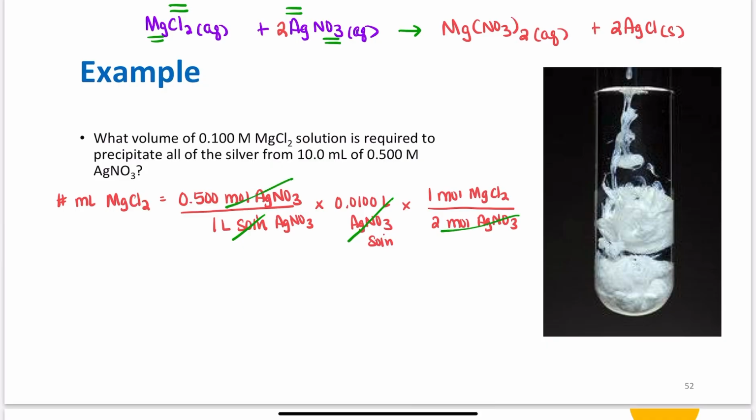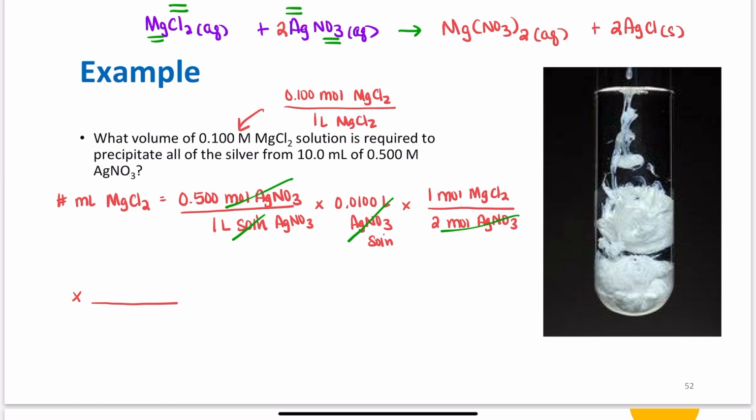So that cancels my moles of silver nitrate, and I'm into moles of magnesium chloride. I don't want moles of magnesium chloride though. I want volume. And I have a 0.1 molar solution here. Remember, that means 0.1 moles of MgCl2 per 1 liter of MgCl2.